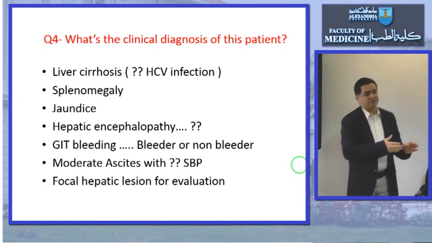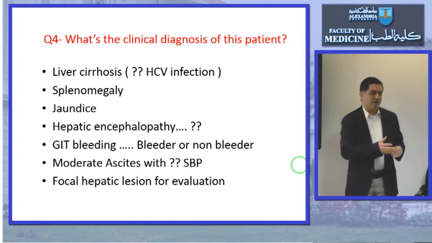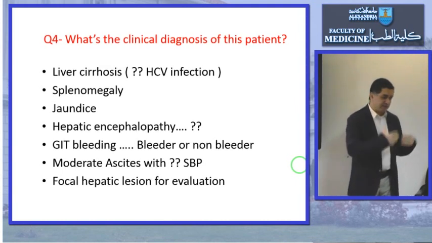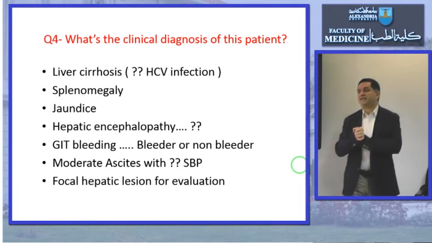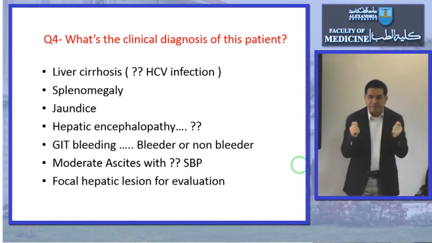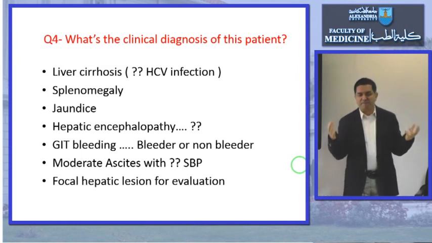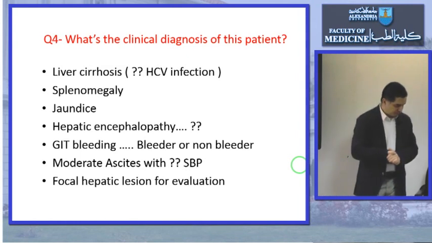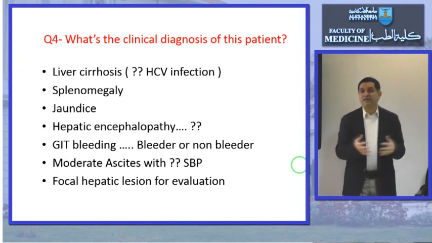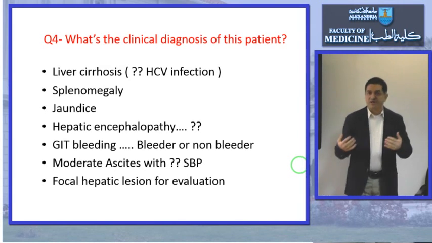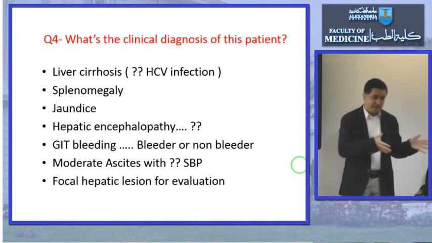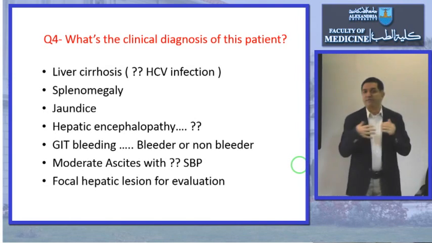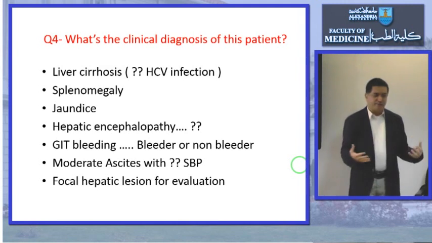From the current available data in this patient, I think there is no evidence of hepatic encephalopathy, but it is important to ask your patient about all symptoms of hepatic encephalopathy, especially very mild symptoms, to rule out the presence of minimal hepatic encephalopathy. What about GIT bleeding? Of course, we will ask our patient whether he has GIT bleeding or not, and we will report whether he is a bleeder or non-bleeder, because it will differ in the management of our patient.